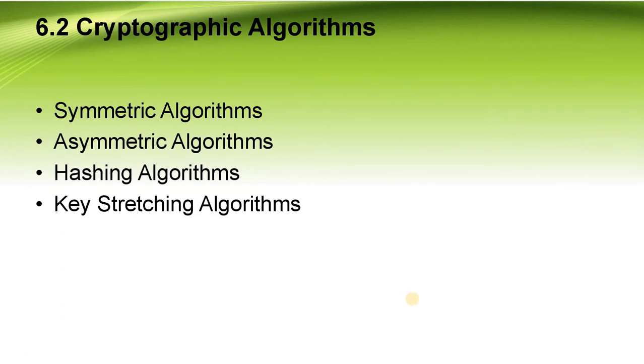So, cryptographic systems are composed of two main elements, an algorithm and a key. The key exists to provide a means to alter the encryptions from message to message, while the algorithm provides the method of converting plain text to ciphertext and back. In this video, we are going to see four main algorithms: symmetric, asymmetric, hashing, and key stretching. Okay?